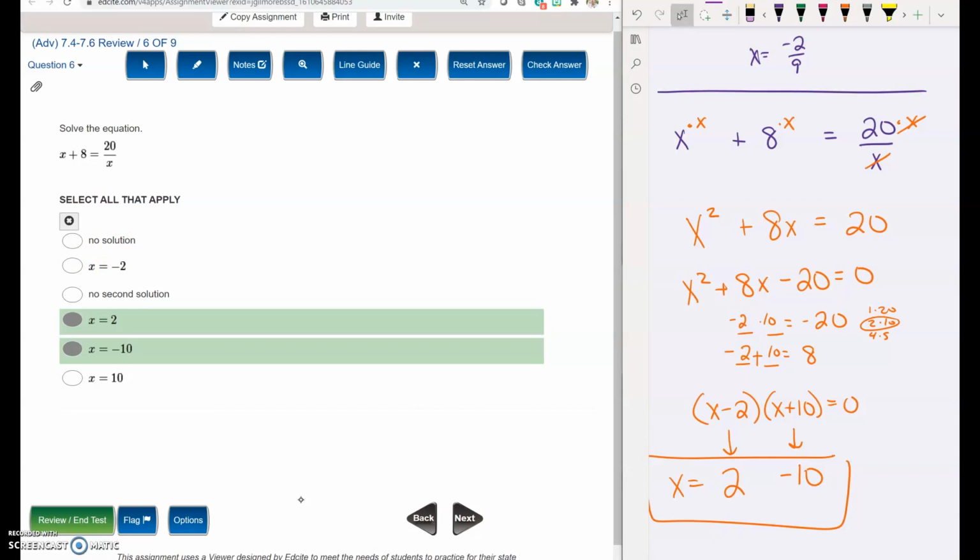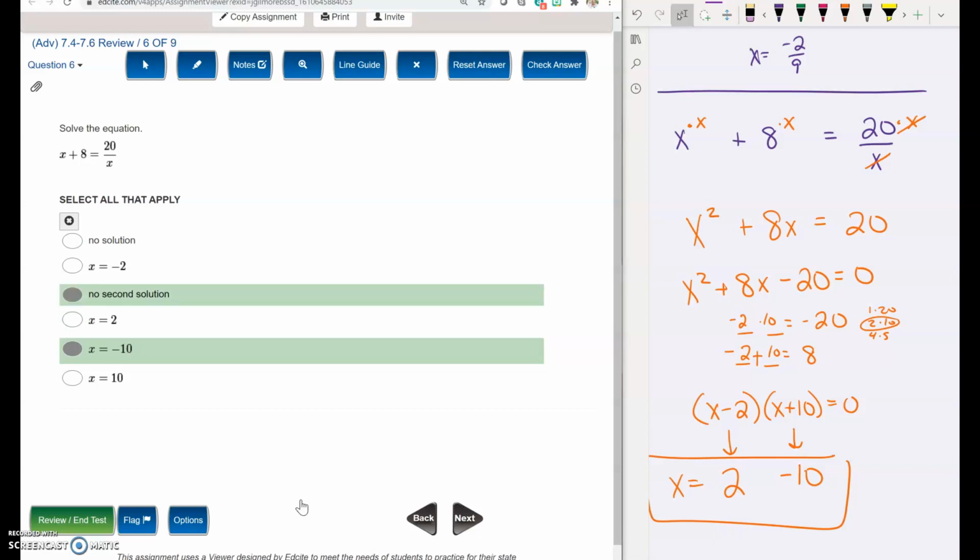No. Would -10 make a denominator equal 0? No. So both of them are fine. If both of them didn't work, we would click no solution. If only one of them worked, say that this was like an x minus 2 right here in this denominator, then 2 wouldn't work and we'd say no second solution.